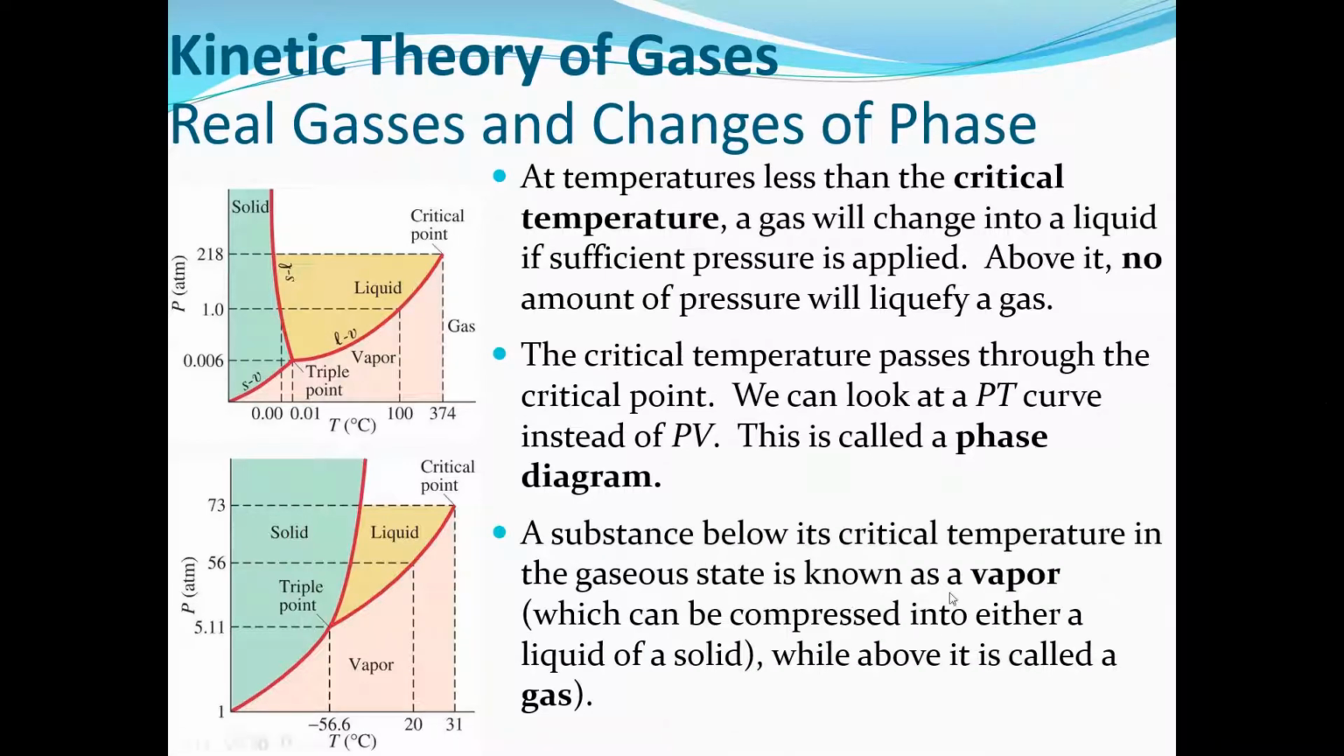This is what I was saying before, that below the critical temperature, the gaseous state is called a vapor. And what that's usually referring to is that it's capable of changing either into a liquid or a solid. Anything above it is what we would normally consider a gas. So there actually is technically a difference between a gas and a vapor.